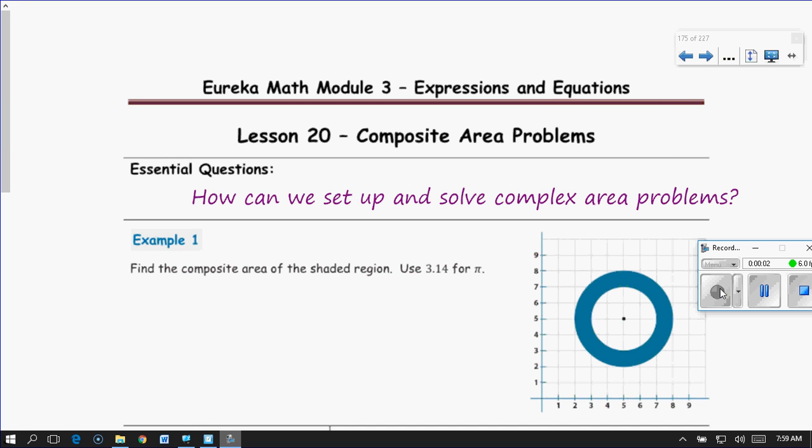Hi everyone, this is lesson 20, composite area problems. Our essential question is how can we set up and solve complex area problems? Okay, once you write down your essential question, we're actually skipping example 1 and exercise 1.